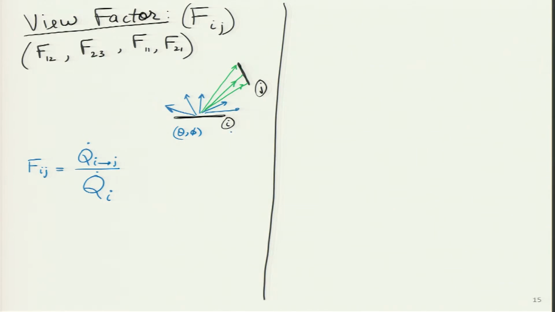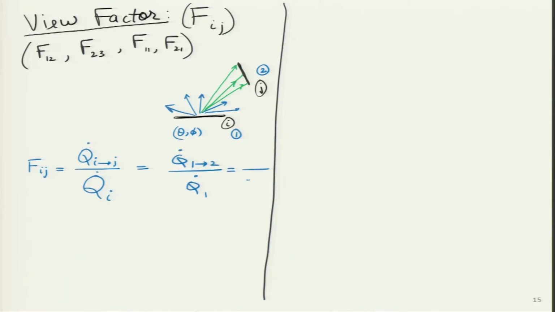For simplicity I can take i as 1 and j as 2. So, I am just representing it by two numbers. What I am writing over here is q̇12 divided by q̇1, and I can put some numbers as well. Let me imagine this particular surface, the bottom surface i or surface 1, is emitting, let us say, 2 watts. So, my denominator would be 2 watts.